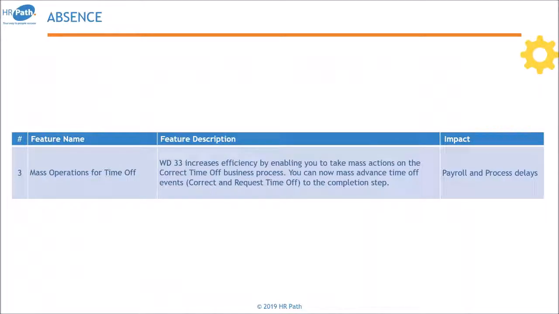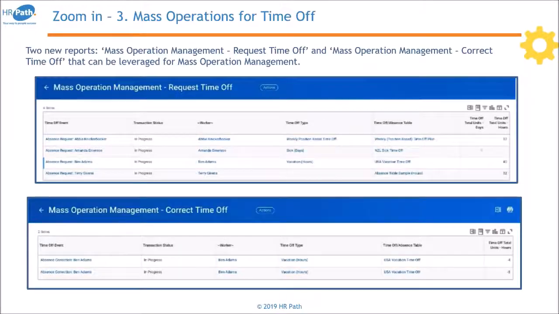So we move on to our third absence feature, that is the mass operations for time off. So again, mass operation management is a report that is already available in Workday. And here, Workday delivers 2 new reports related to mass operation management. Those 2 new reports are correct time off and request time off. So now you can mass advance those 2 events until completion. So let's see what it looks like.